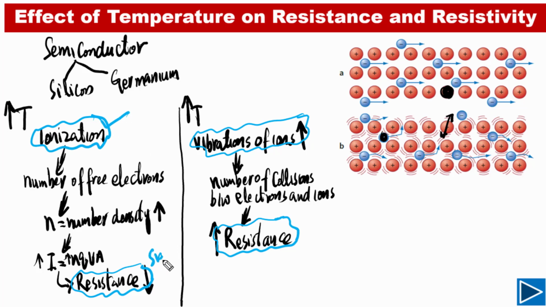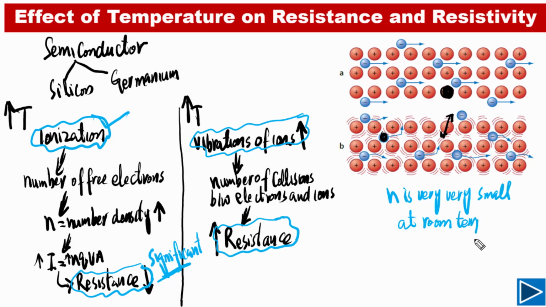So the effect of ionization is significant compared with the effect of vibrations of ions. It means resistance decreases more due to ionization than it increases due to vibrations of ions. Why is it like that? If we look at N for semiconductors, N is very small at room temperature, meaning at low temperature.